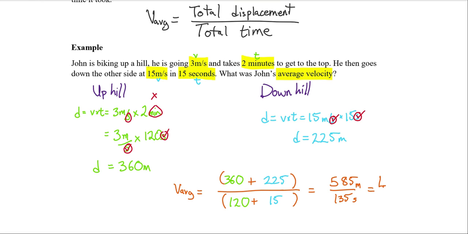Punching that into your calculator should get you 4.3 recurring, so I'm just going to round it to 4.3, and the units here are meters per second. It looks like John's average velocity is 4.3 meters per second.